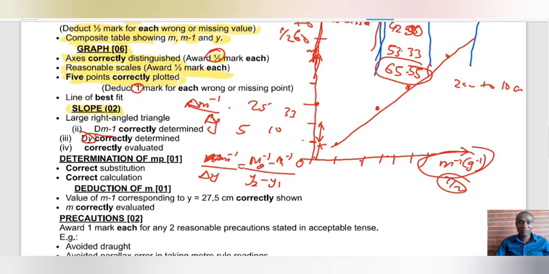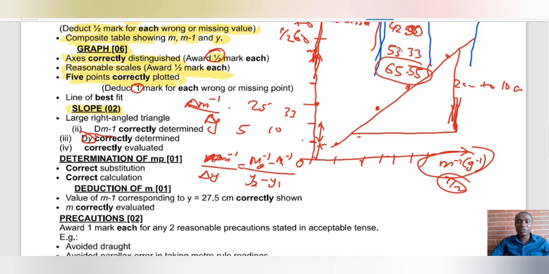Then to calculate the slope, you draw a large triangle. Some people have the habit of drawing very tiny triangles like this. That does not make sense. You're going to lose marks for that. So to find your slope, you draw a very large triangle, then you calculate your slope.